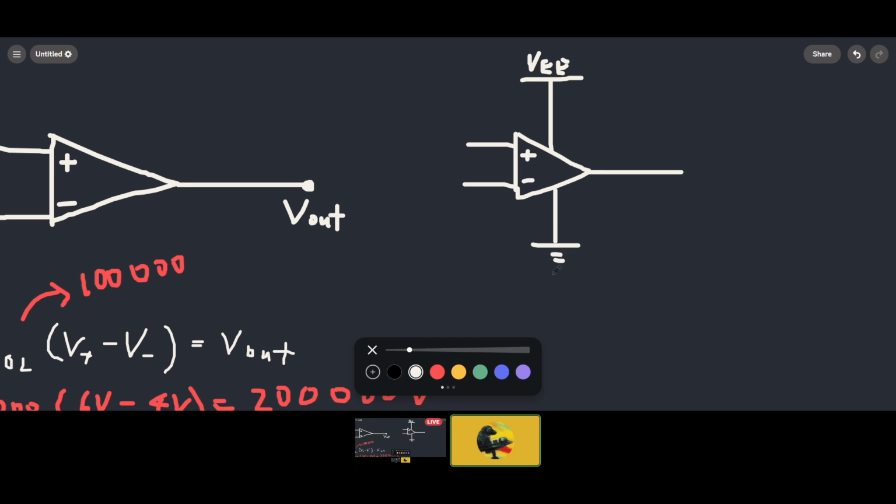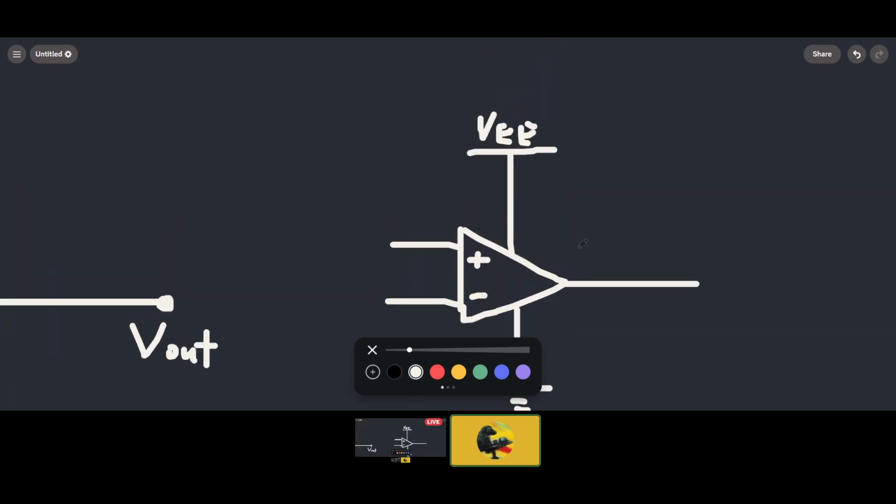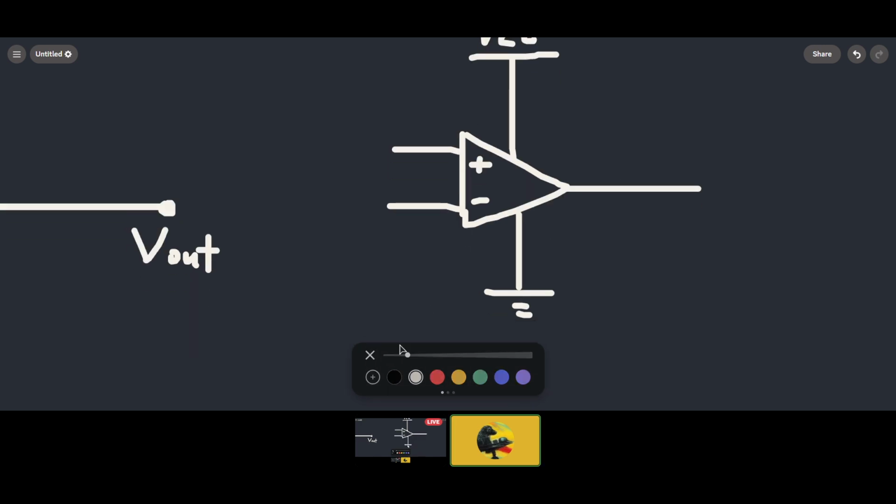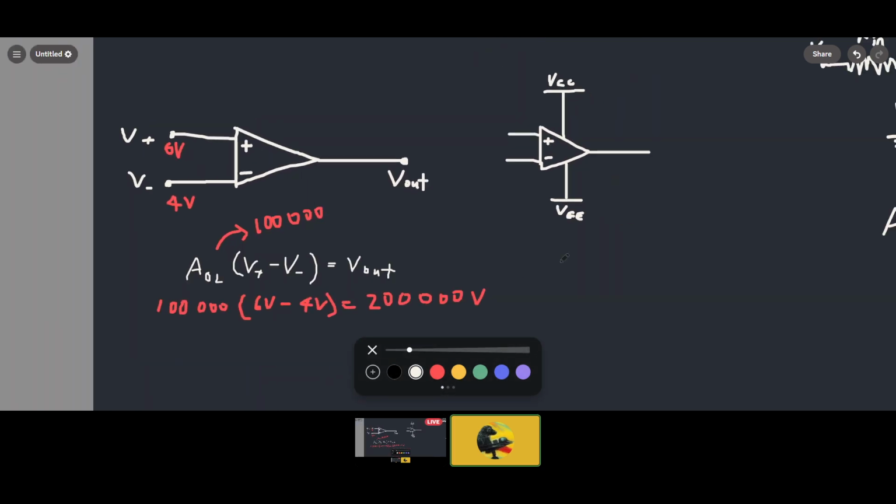another pin whose name I forgot. I'm going to go and check that out now. But basically what it does is it's like clamping. So what do I mean by that? This is VCC, and this is VEE. As I mentioned, it does something called clamping. So what I mean is this.